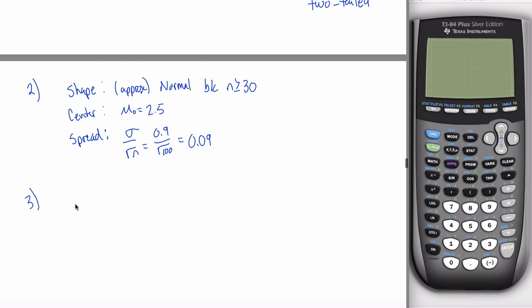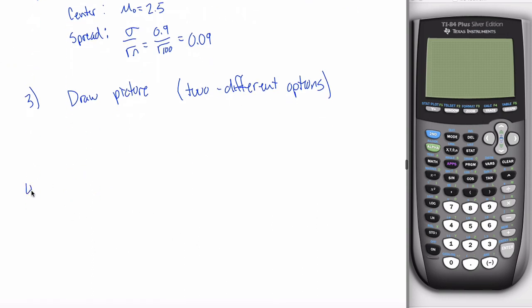Third step, probably most important step, is to draw the picture. There's a lot to drawing the picture. There's two different options. And I'm not even going to get into that in this video. I'm going to take a whole other video to explain these two different options. But there's a way that you're going to draw a picture with all of this information up here from step 2 that will help you in step 4 draw your conclusion or make your conclusion.